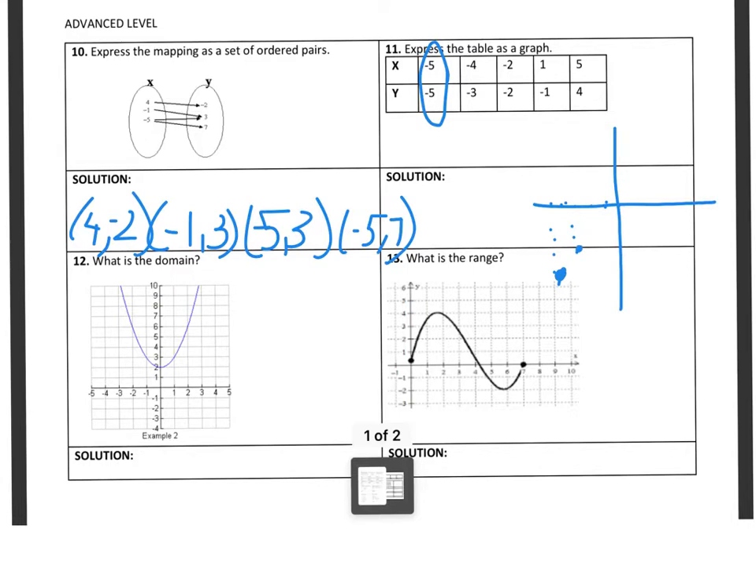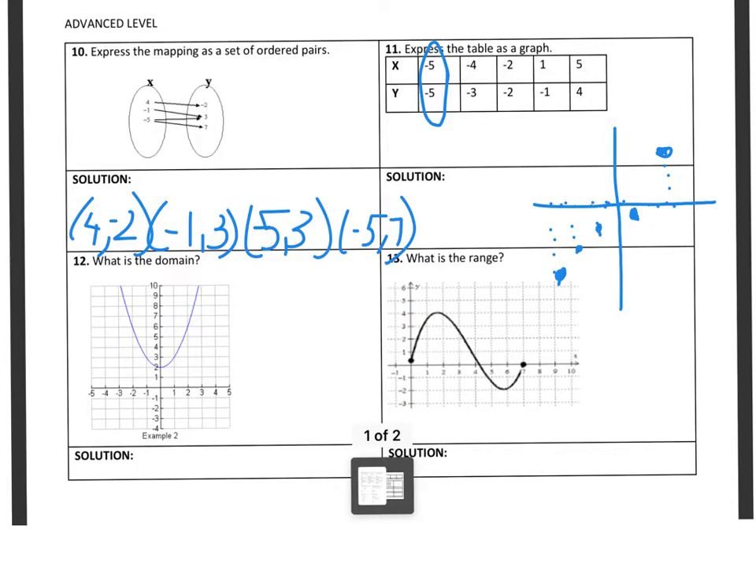And the next one is -2, 2, 1, 2, 1, 2. Put a point there. And then I have the point 1, -1, so I'm going to go over to the right 1 and down 1. So 1, -1 would look like that. And then 5, 4. So 1, 2, 3, 4, 5, and up 4, 1, 2, 3, 4. So something that looks similar to that.